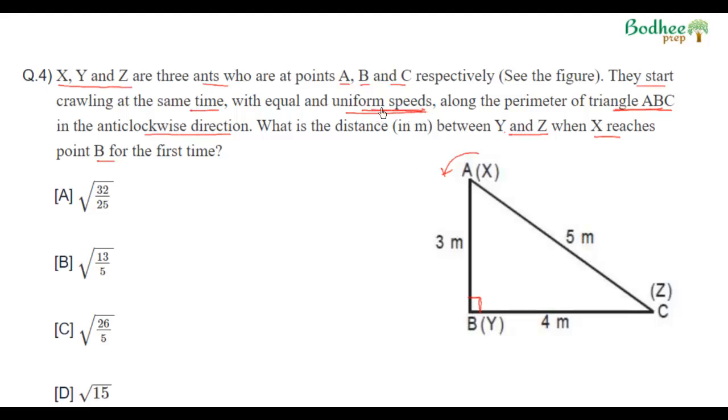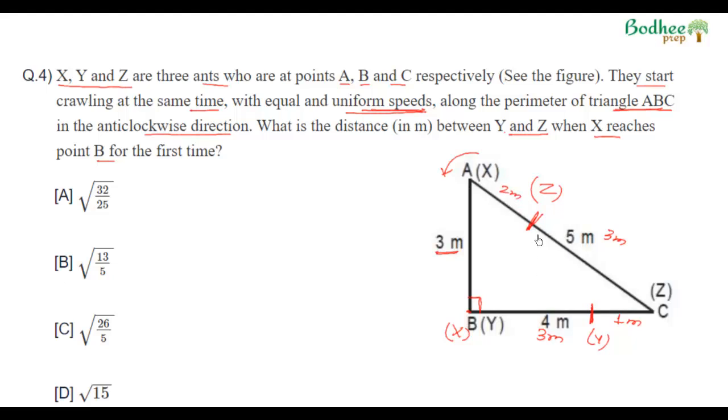Obviously, if the speed is the same for all three, if X is moving from A to B, the moment X reaches this point, it would have moved 3 meters. At the same time, Y would move from B to C and will be 3 meters away from B, somewhere here. Correct? So clearly this entire length is 4, so this length would be 1 meter. Similarly, Z will also move 3 meters. Suppose Z has reached this point. So this length would be 3 meters and this length would be 2 meters.